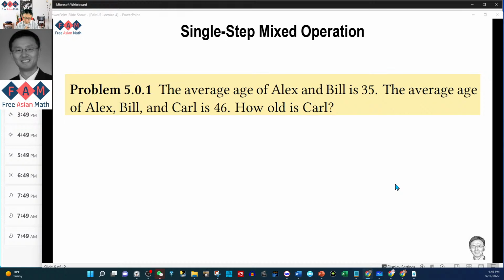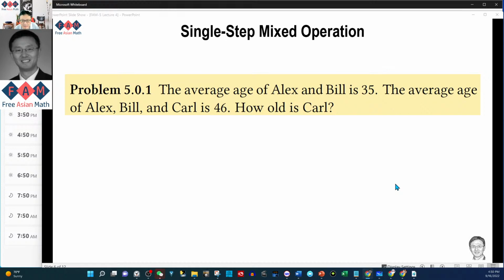And we will work through a problem to illustrate what we mean. So look at this problem. We have two guys, Alex and Bill. We were told that the average age of those two guys is 35. Okay, that's our first statement. Hold on to that. The next statement is that the average age of now Alex, Bill, and Carl, so we have a third guy now, Carl, the average age of those three people is 46. So now the question is, how old is Carl?